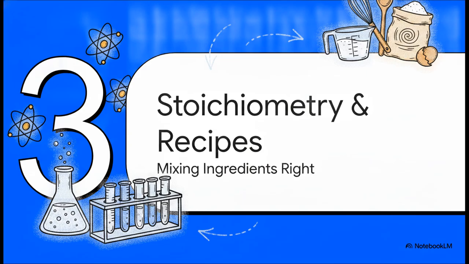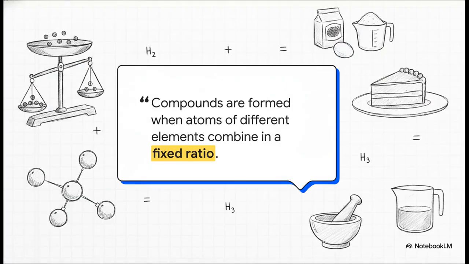Which brings us to section 3, stoichiometry and chemical recipes. So now that we know how to actually count our ingredients, let's talk about mixing them. Stoichiometry. I know, it sounds like an incredibly intimidating word, but I promise it's really just the process of reading a chemical equation like a precise baking recipe.